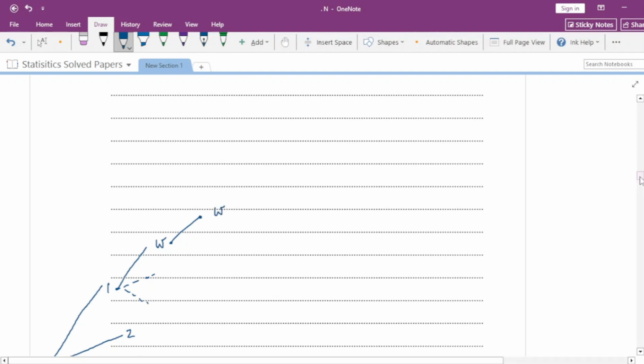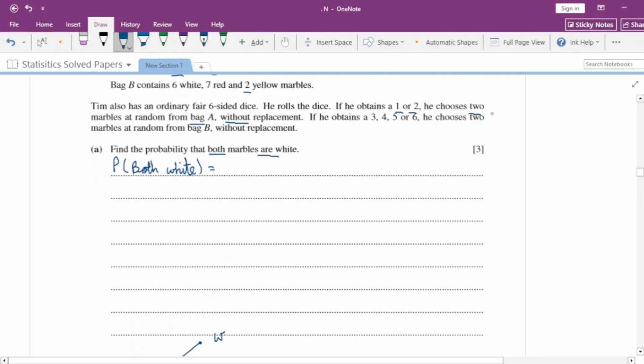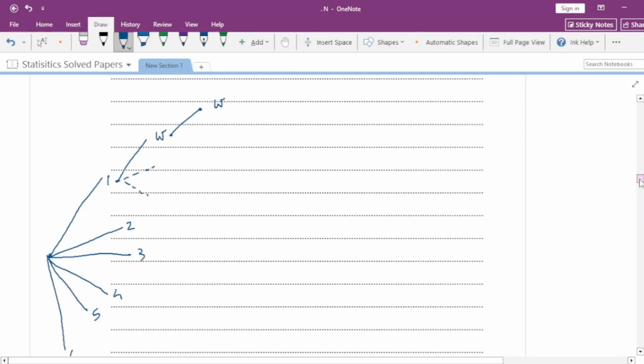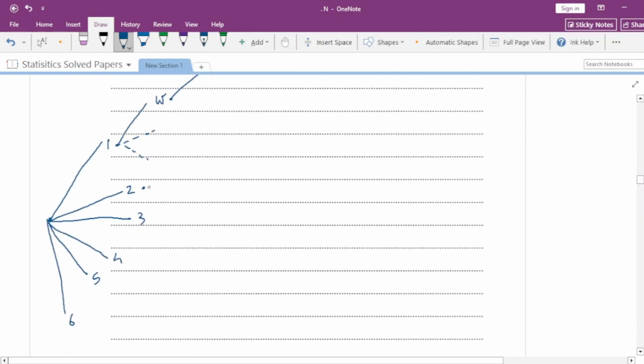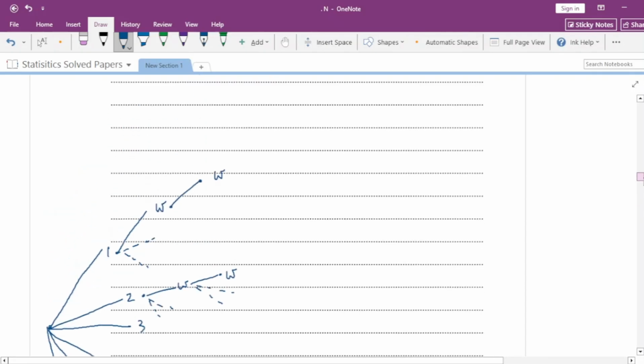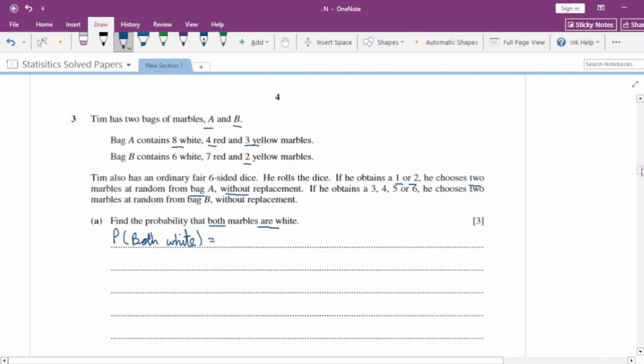All right. And then if he obtains a 2, he chooses 2 again. So we will basically have the same branch on white. Again, note we are not just ignoring the other branches. We're just not drawing them, but they are still there. So the probability will still be affected, especially if we are not replacing them.